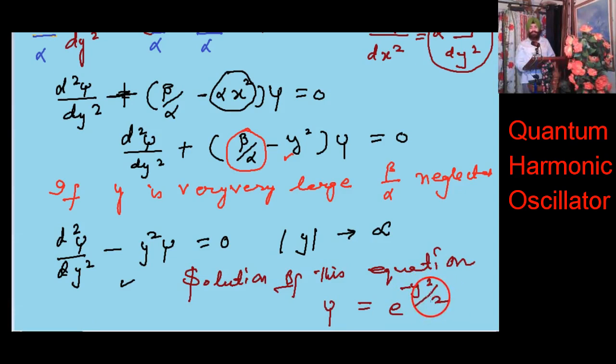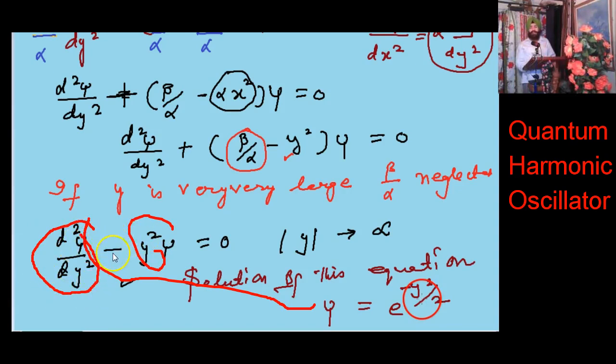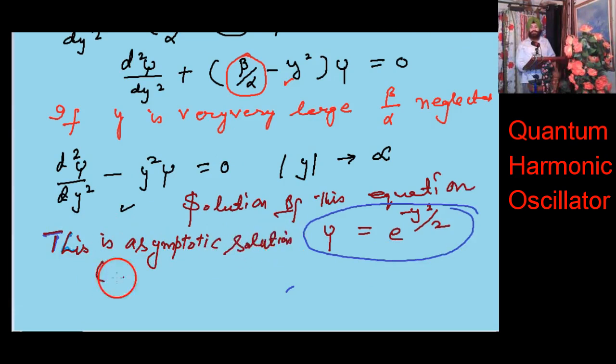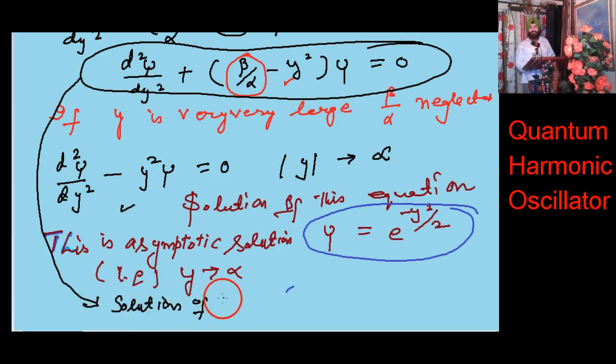The solution of this equation is psi equals e raised to power minus y square upon 2. This is a solution because if you differentiate it with respect to y once, then twice, you will find this value and numerically this value become equal, and minus means it becomes 0. So psi is the true solution, but only when y tends to infinity, otherwise no. So this is a conditional solution, and it is called an asymptotic solution because y tends to infinity, not always.